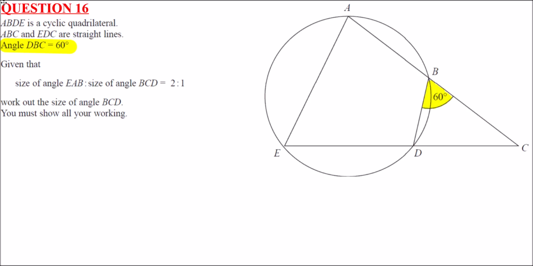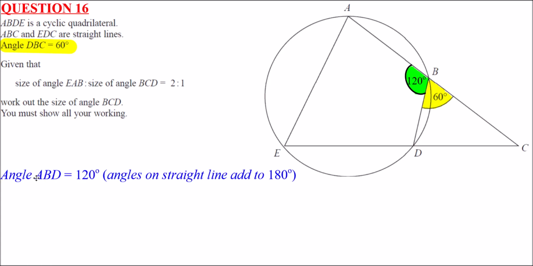And the first thing I'd probably do is think, well, I know that angles on a straight line add up to 180. So if that one's 60, I can work out the angle at B, which is angle ABD. This one here is going to have to be 120 degrees. So I can say that straight away. That's probably the easiest thing to work out. So if I just say that angle ABD is 120, and give a reason, because the question does say to give reasons and show working.